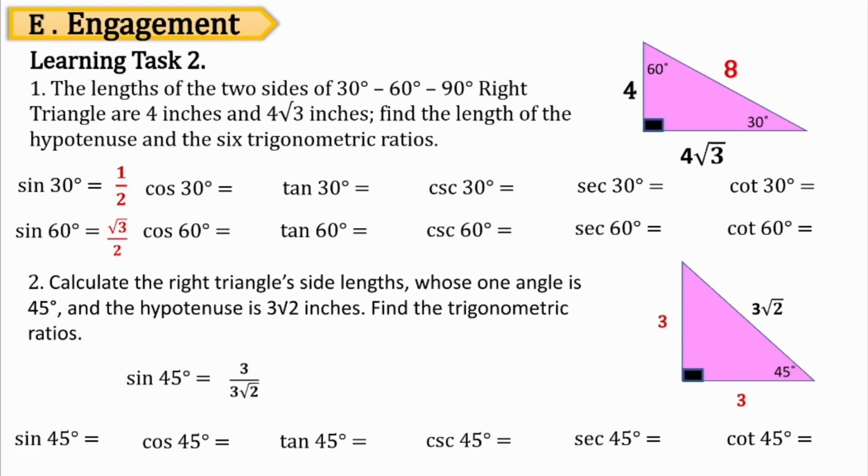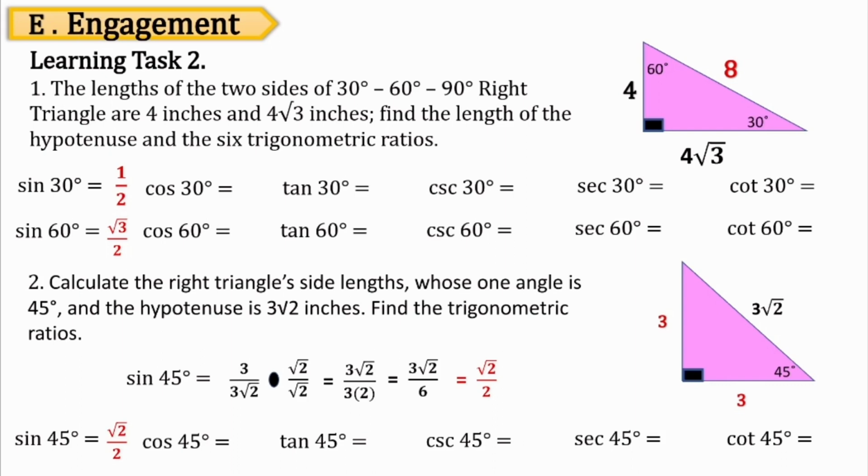Then, rationalize natin yung denominator. Multiply natin yung numerator and denominator sa square root of 2. So, magiging 3 square root of 2 over 3 times 2. And 3 times 2 is 6. Kaya po magiging 3 square root of 2 over 6. Then, simplify pa natin. Magiging square root of 2 over 2.